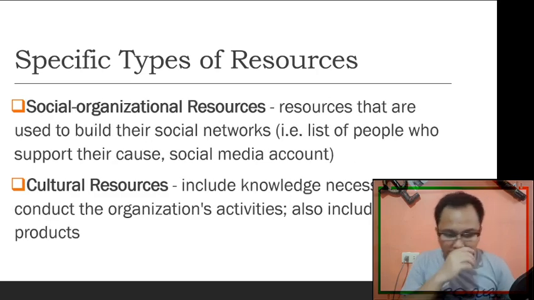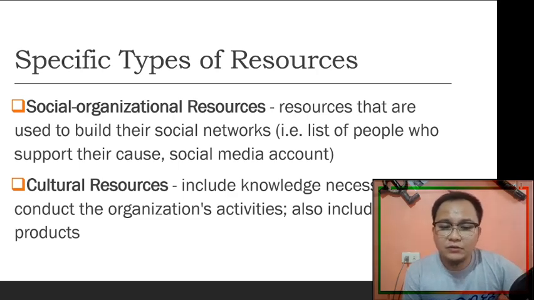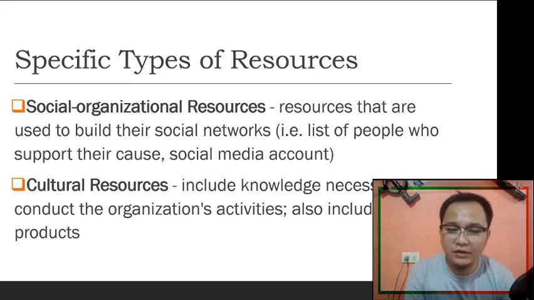We also have social organizational resources which are used to build your social network. So, the list of people who support the cause, social media accounts, pwede rin siguro to. Para mapalawak, no? Mapalawak yung cause. Para mas maraming ma-reach yung inyong programa.